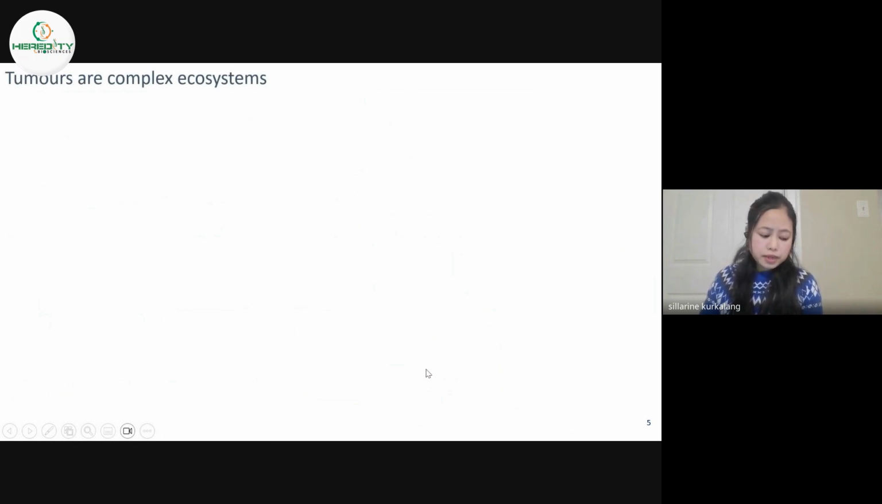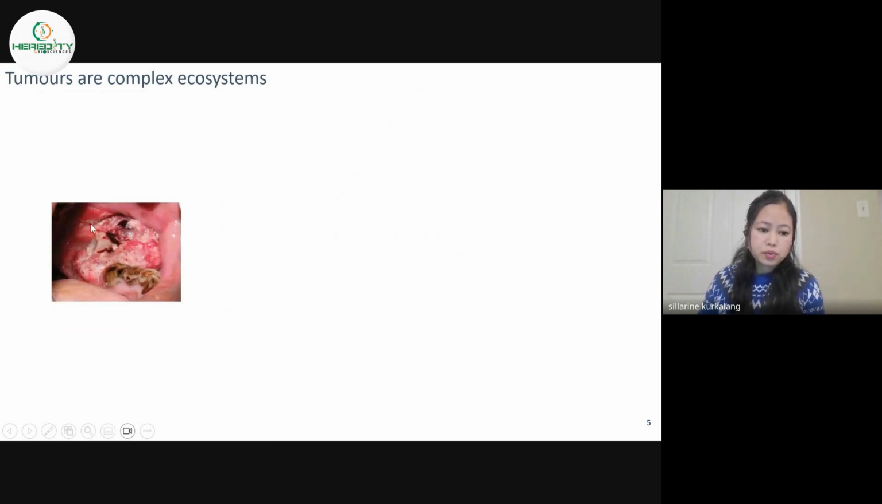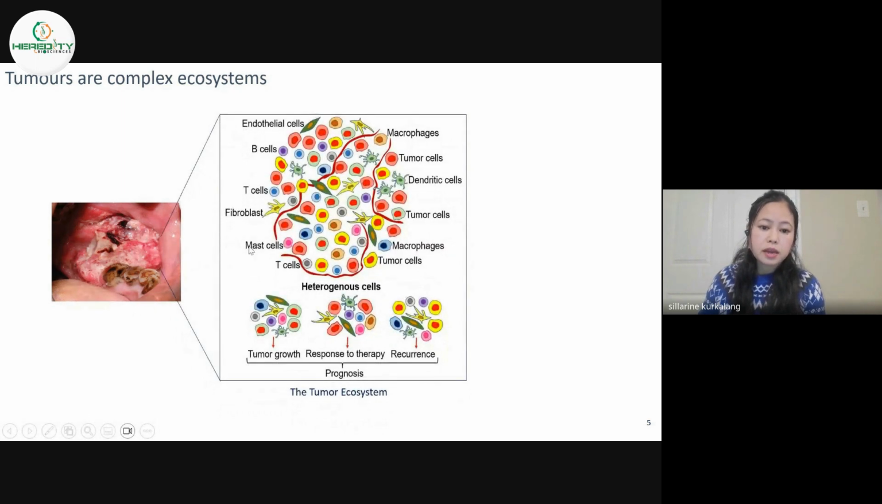Tumors are very complex. They are complex ecosystems. As you can see here, this is a tumor, but inside these tumors, they are very complex. They contain not only the tumor cells, but also the fibroblasts, the T cells, the macrophages, the dendritic cells. And as I mentioned earlier, each cell is distinct from the others with respect to morphology and function. They have their distinct genomic and epigenomic profiles, and this heterogeneity within the tumor will influence tumor growth, the response to therapy, the recurrence.